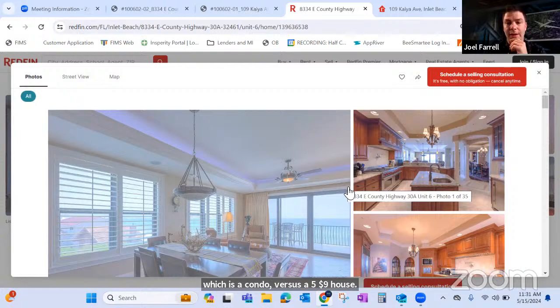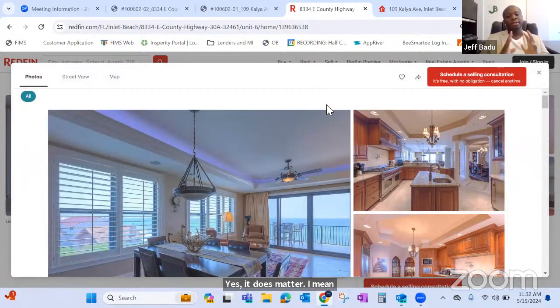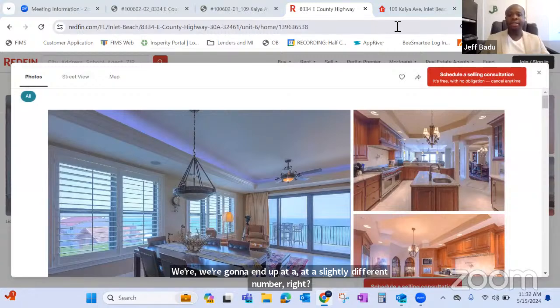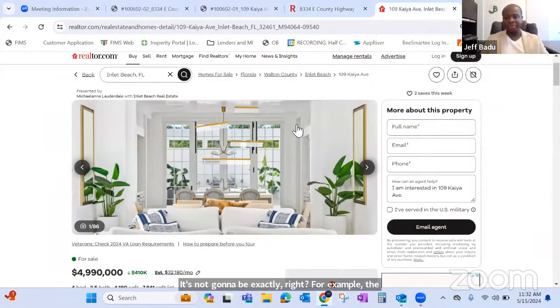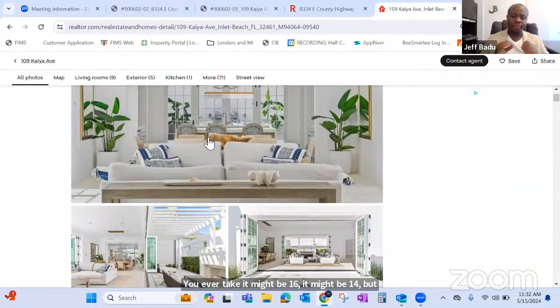So then if I take this property, which is a condo, versus a $5 million house that's listed at the same price, where you're gonna have more land with a house versus the condo, for the cost segregation analysis and that bonus depreciation, does that matter or not matter? Yes, it does matter. I mean, ultimately the deduction, we're gonna end up at a slightly different number, right? It's not gonna be exactly right. For example, the 15%, give or take, it might be 16, it might be 14, but that tends to be the sweet spot of where I like to look.